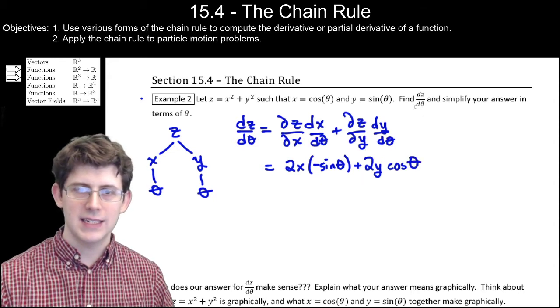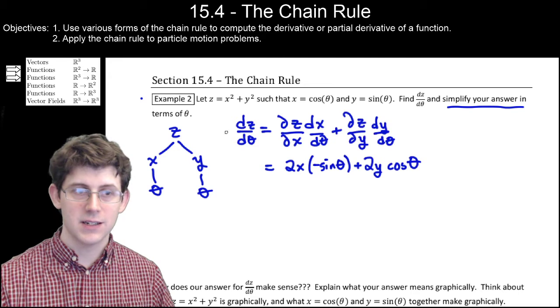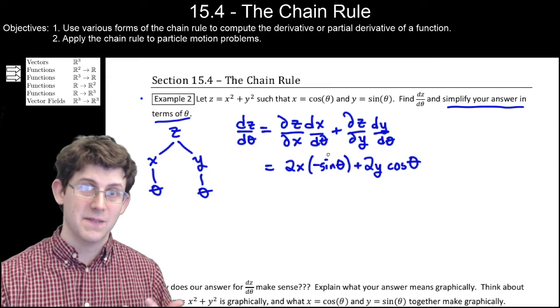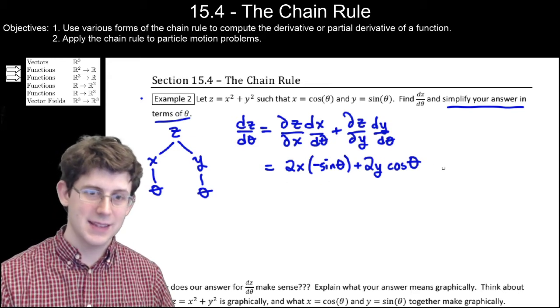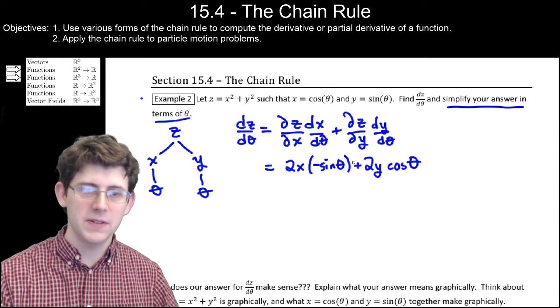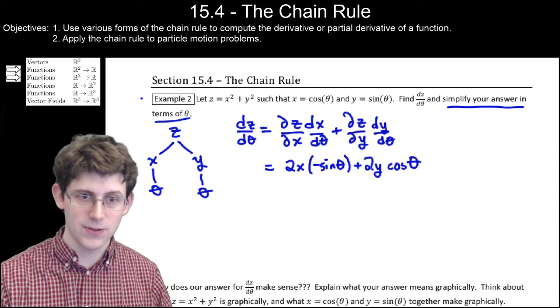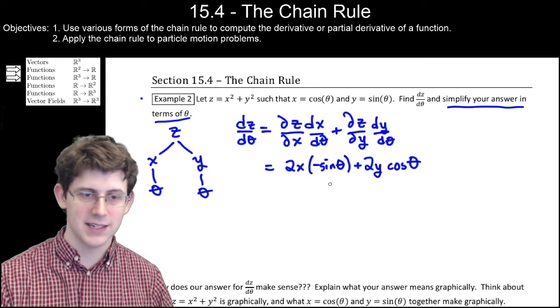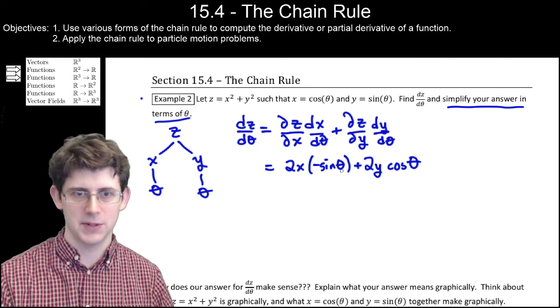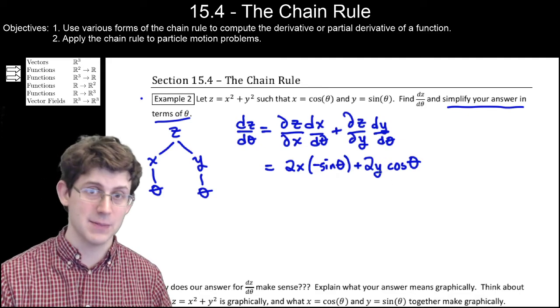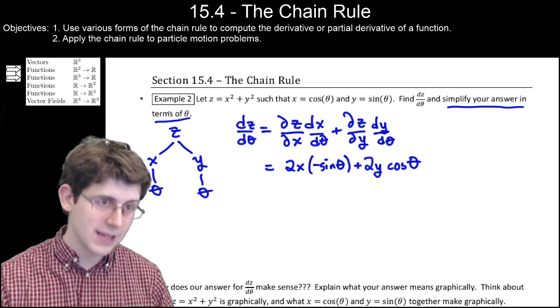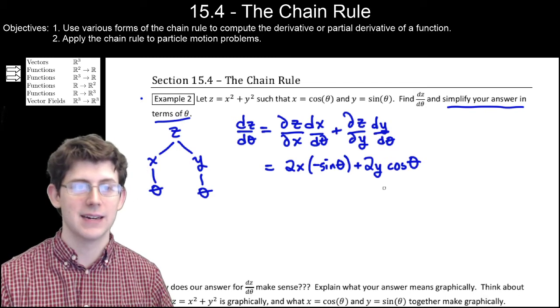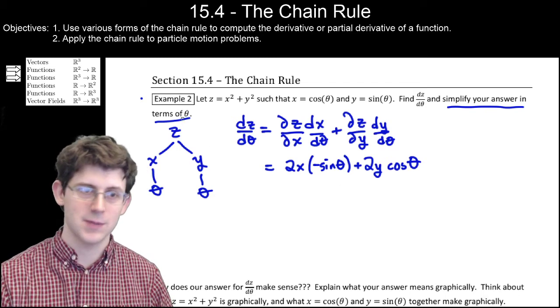Now it says find dz d theta and simplify your answer in terms of theta. That's your clue that, like, indeed this, well, hopefully this answer feels bad to you. Like, this feels like it shouldn't be a final answer. It's got way too many different kinds of variables in it, and maybe something would go well if we simplified it. Hopefully the question will tell you how to simplify it. And indeed this one says, put everything in terms of theta.